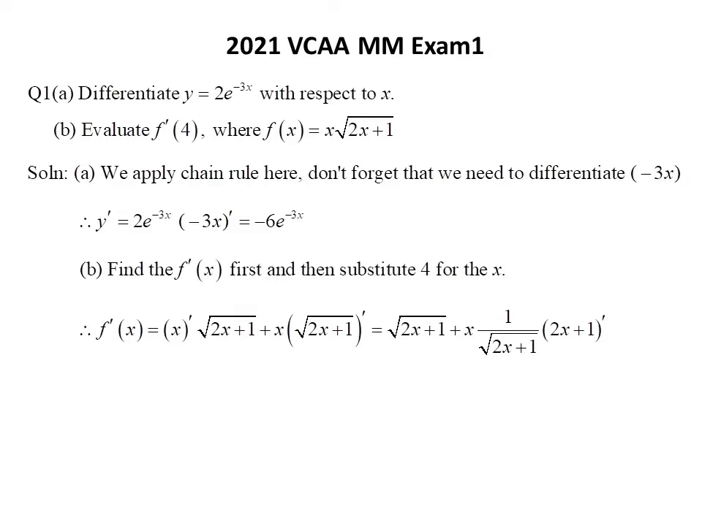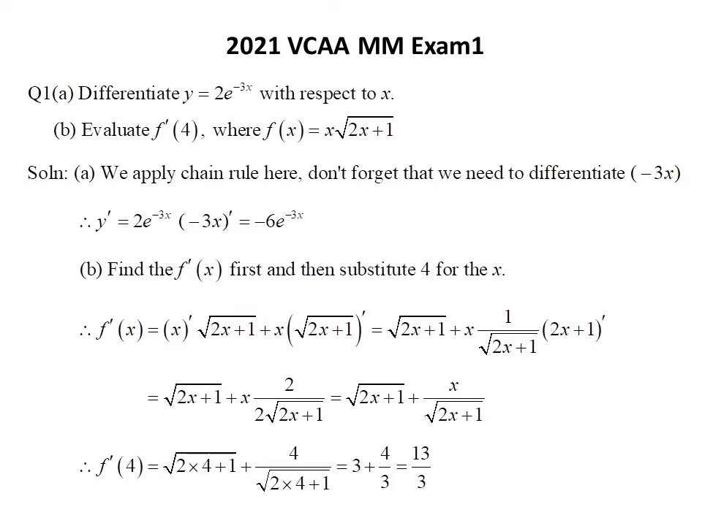So f prime of x can be written as the derivative of x multiplied by the square root of 2x plus 1, plus x multiplied by the derivative of the square root of 2x plus 1, which equals the square root of 2x plus 1 plus x over the square root of 2x plus 1 after being simplified. After 4 is substituted for x, it equals 13 over 3.